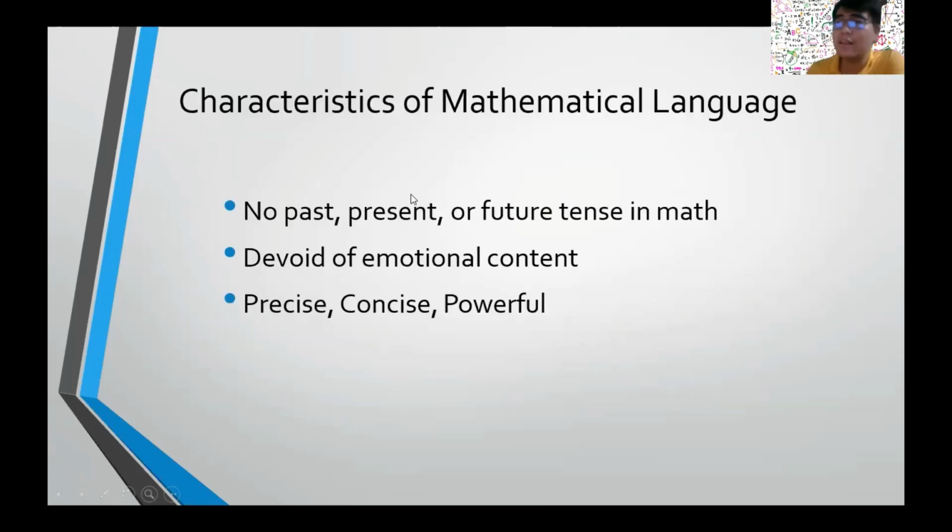So let us take a look at the characteristics of mathematical language. Unlike in the normal grammar or normal languages, math has no past, present, and future tenses. It is devoid of emotional content. However, it is precise, concise, and powerful. It makes math such a viable language because of these characteristics.